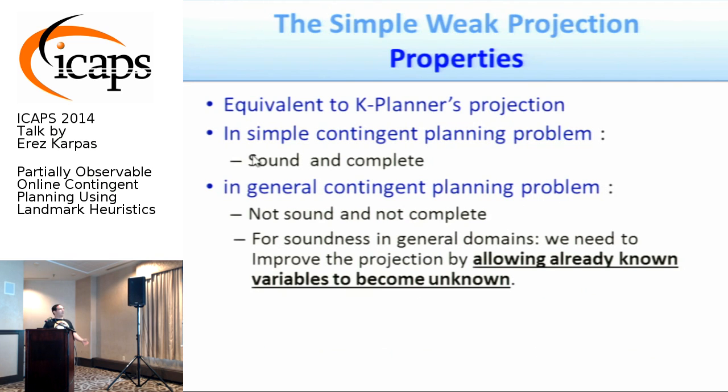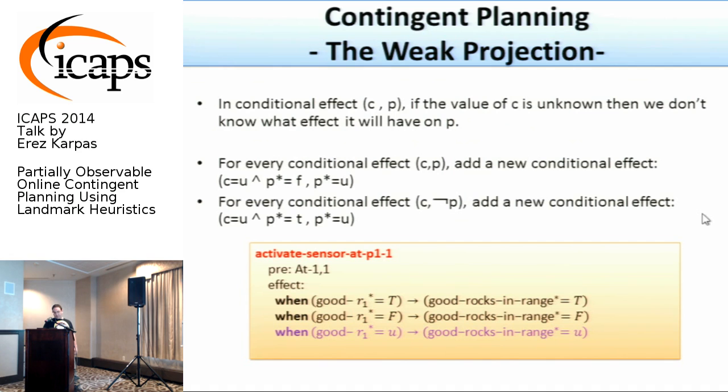Now, this is basically the K-planner's projection, okay? And in simple contingent planning problems, this is sound and complete. Unfortunately, when you move beyond the simple problems, this is no longer sound and complete because this doesn't allow something that you know to become unknown, okay? So in order to fix that, we define something we call the weak projection, which basically adds some more effects. So if I have a conditional effect, C implies P, and the value of C might be unknown, okay, then once I apply the action, I don't know what will be the value of P. This is how knowledge is lost in non-simple domains.